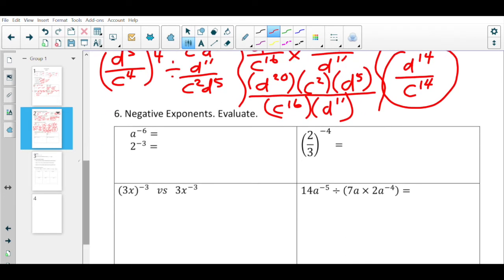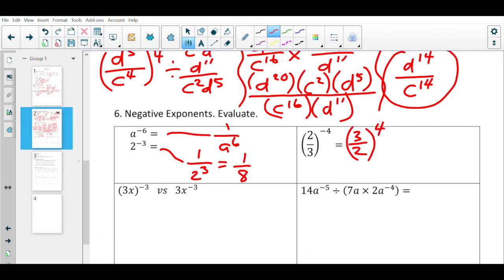Negative exponents, evaluate. So a to the negative 6 is just 1 over a to the 6th. You flip it over and make the exponent positive. 2 to the negative third is 1 over 2 to the third, which is 1/8. Flip it over, make the exponent positive. Here, 2/3 to the negative fourth, you can flip what's inside the brackets and make the exponent positive. So that's 3/2 to the fourth.